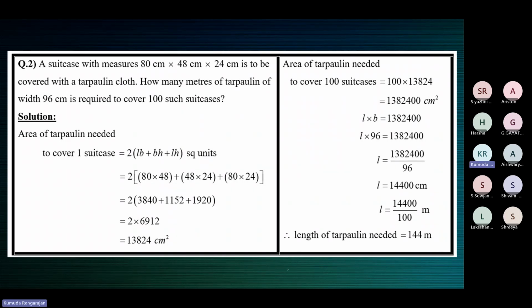Any questions here, children? Kindly respond. Any questions? Area, why not volume? No, ma'am.